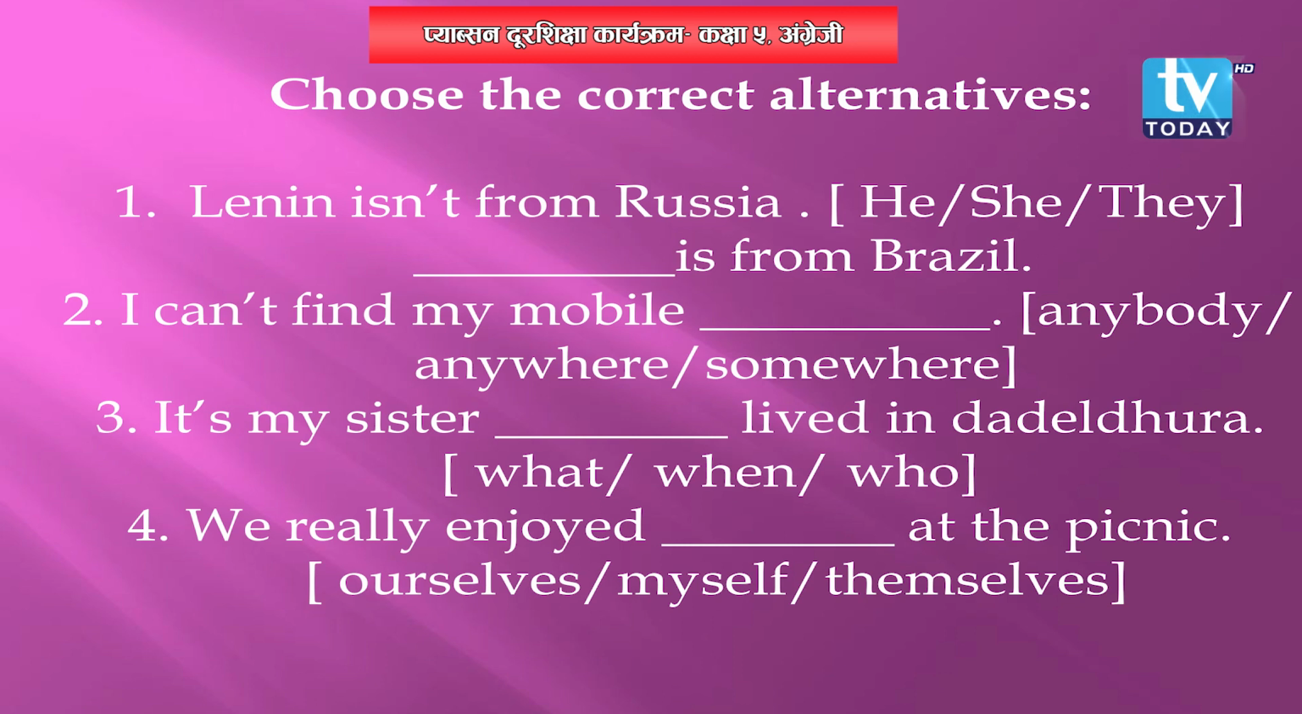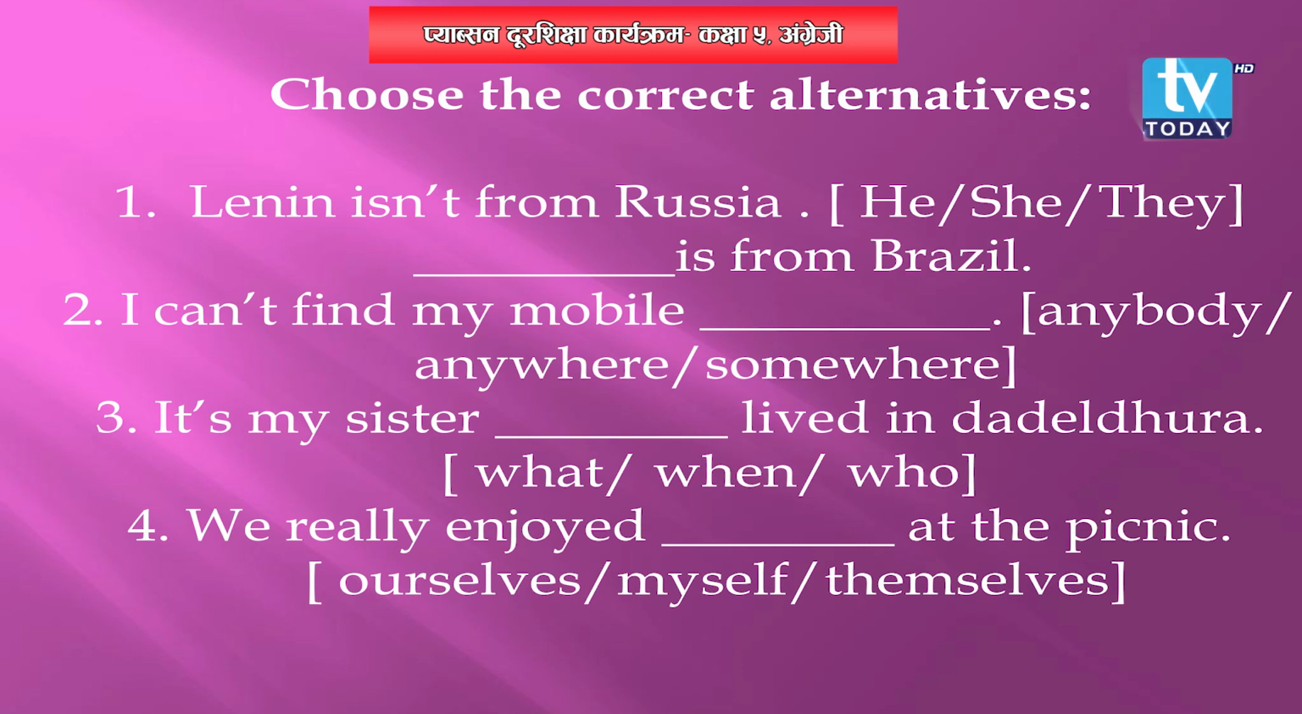The first one is Lenin is not from Russia. He, she or they is from Brazil. So, what could be the option? Lenin is a boy, so we can write there he. Now, the next one is there. I can't find my mobile phone. And then you have to complete one word there: either anybody, anywhere or somewhere. So now, children, you can also find the correct option, it's anywhere.